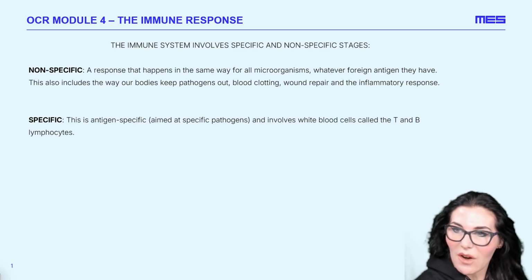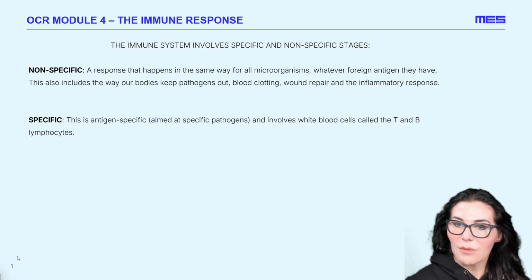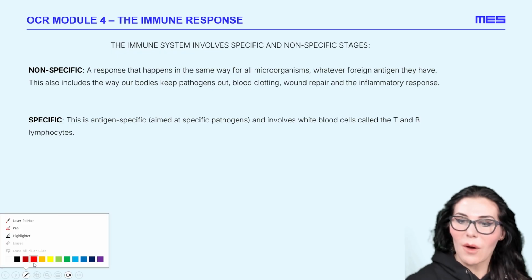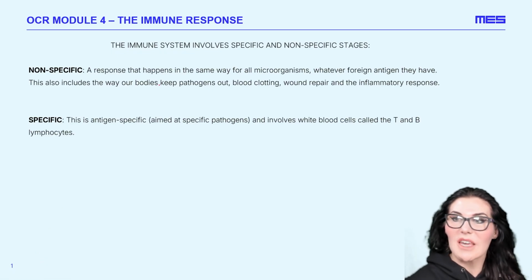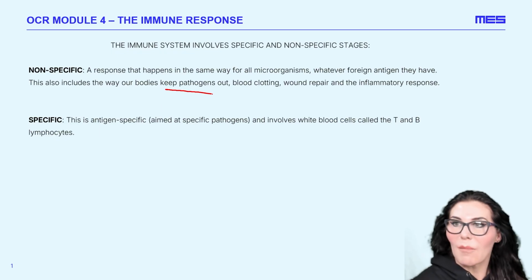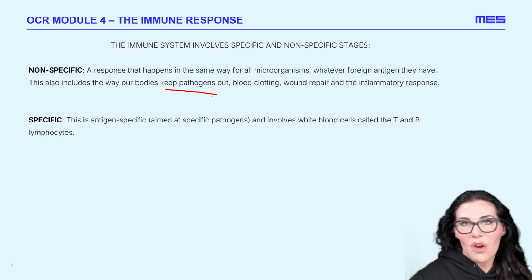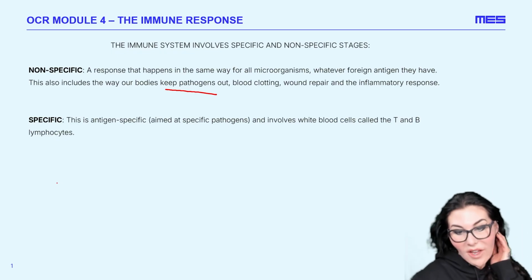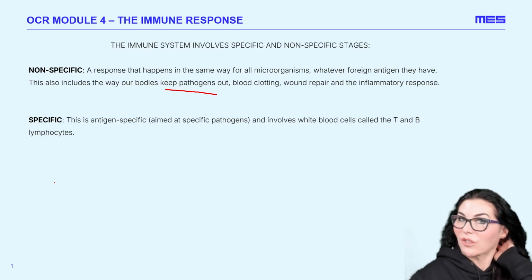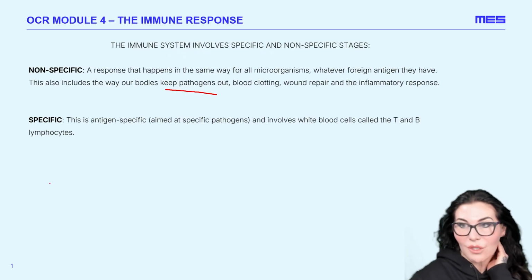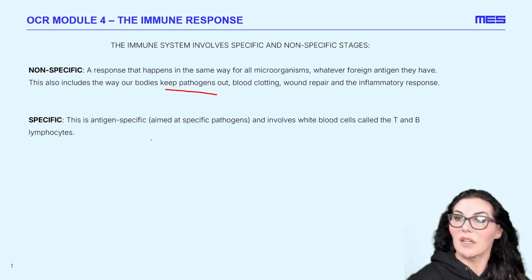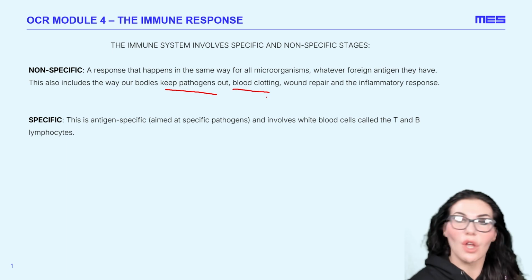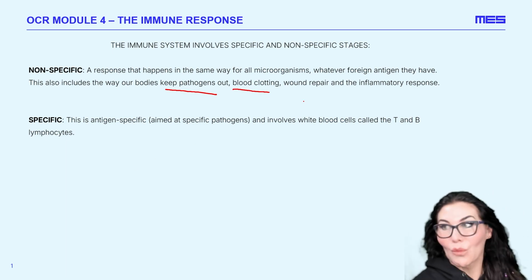But just as a very quick overview, we do have some barrier mechanisms which prevent entry of microbes, keep the pathogens out. That might be things like having acid in our stomachs, or the fact that we have enzymes in our tears, we have wax in our ears. There's all sorts of different ways that our body prevents microbes from entering. And even if we cut ourselves, we go into our blood clotting mode and we go into wound repair.